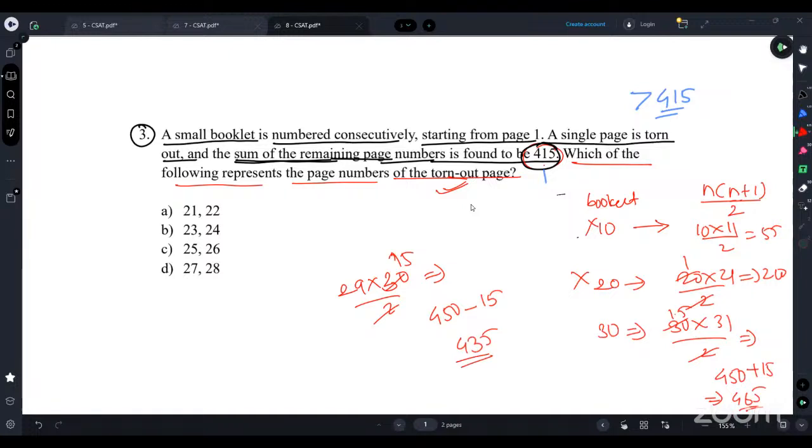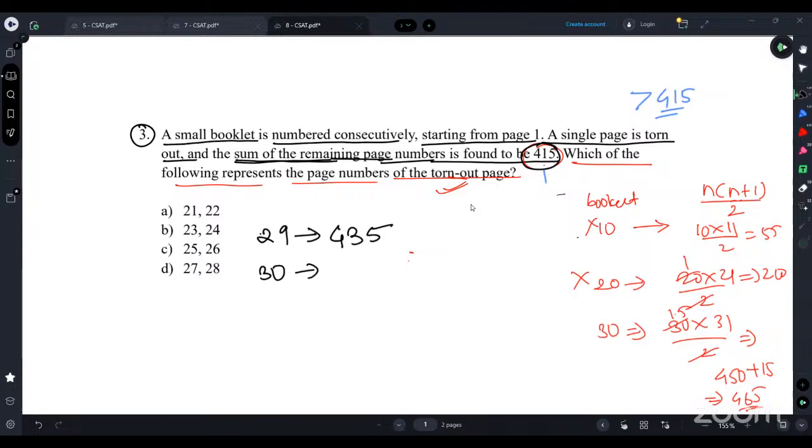So if I take a 29-page booklet, the total summation would be 435. I'll write it clearly here for you. Now let's say we are having 29 pages. So total summation we are getting is 435, right? And if you are having a 30-page booklet, the summation we are getting is 465, right?